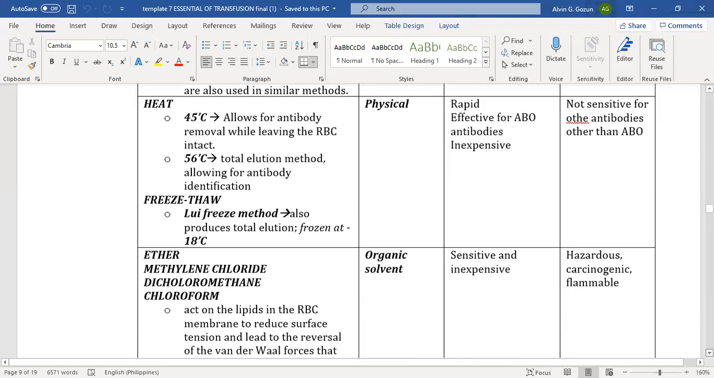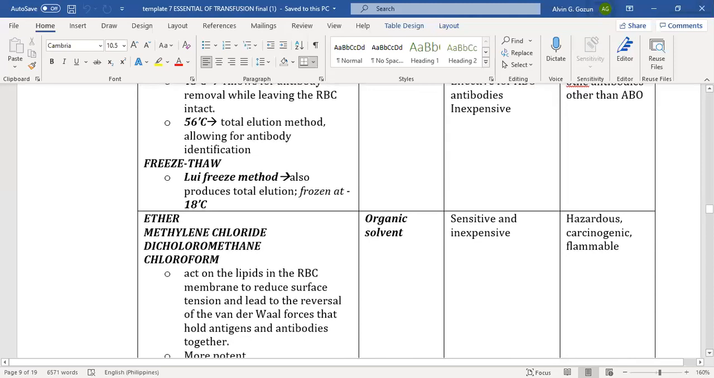Okay, gumagamit din tayo ng freeze-thaw technique or what we call now your Lui freeze method also produces total elution and in using this technique, should be frozen at negative 18 degrees Celsius.